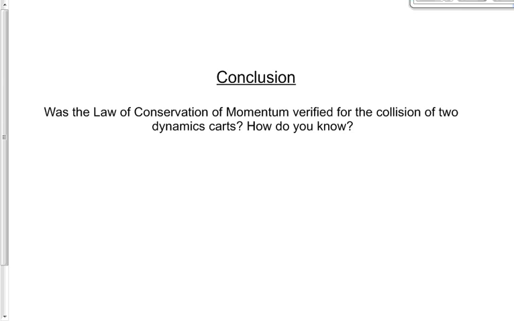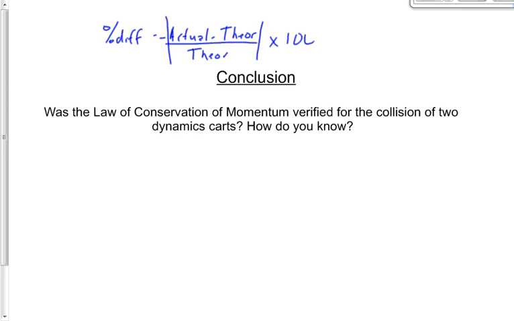Well, let's do this. Let's calculate a percent difference. You guys ever done that in chemistry class? You guys seen this equation? Actual minus theoretical over theoretical times 100. You guys ever seen that? Yes?